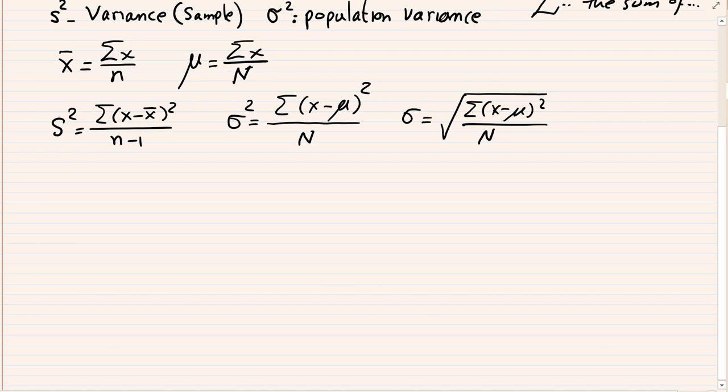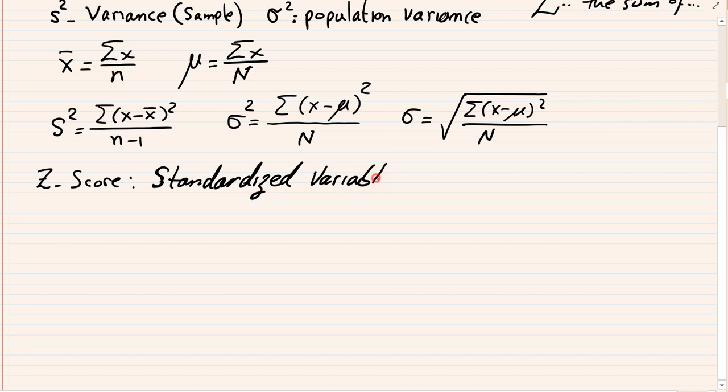And let's finish this section by actually talking about, this is a rather short, brief section for us, the standardized variable, or a Z-score. A Z-score is what we call a standardized variable. And that's all that is.